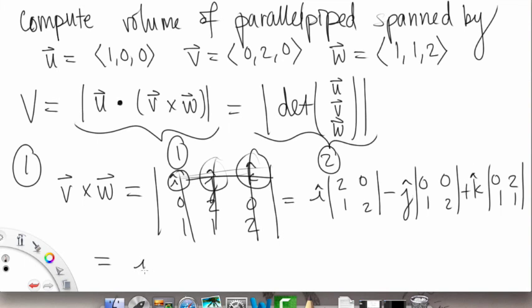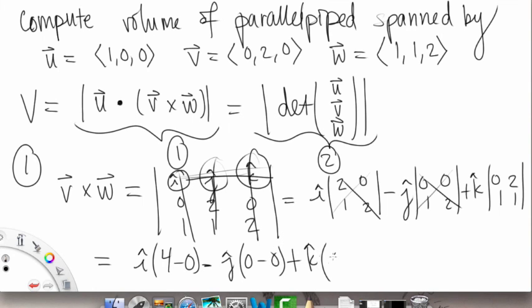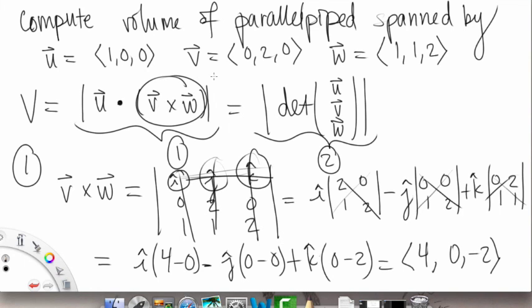If we continue, we have i hat times 2 times 2 minus 0 times 1, which is 4 minus 0, and then minus j hat times 0 minus 0, plus k hat times 0 minus 2. So what we get here is the vector 4, 0, negative 2. This is our v cross w, and I'll continue the first method on the next slide.